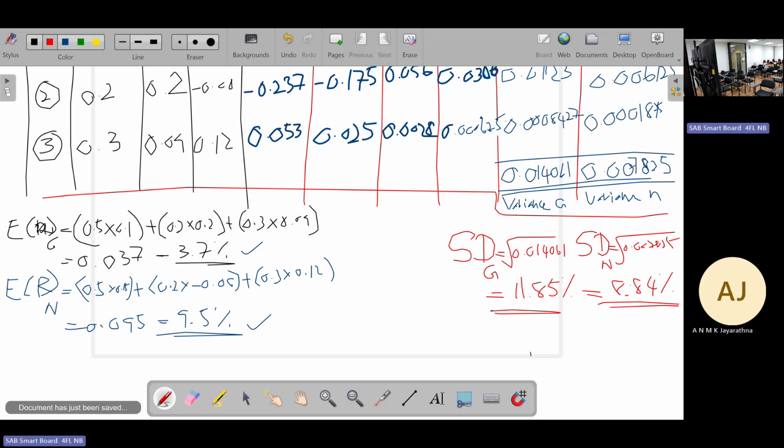Expected return and risk of the portfolio and diversification impact. Diversification impact is calculated, then you have calculated the correlation. You have covariance. Then you are dividing the covariance by the two stocks' standard deviations. Then identify whether it is +1, -1 or moderate.